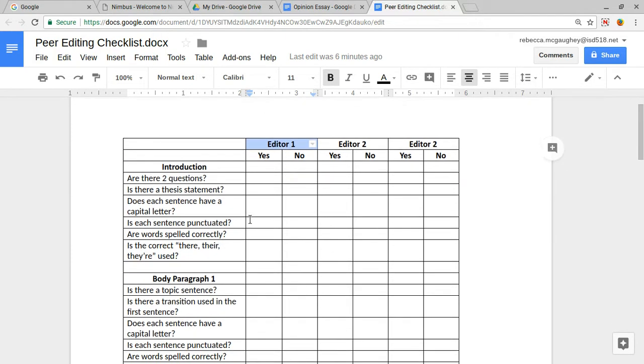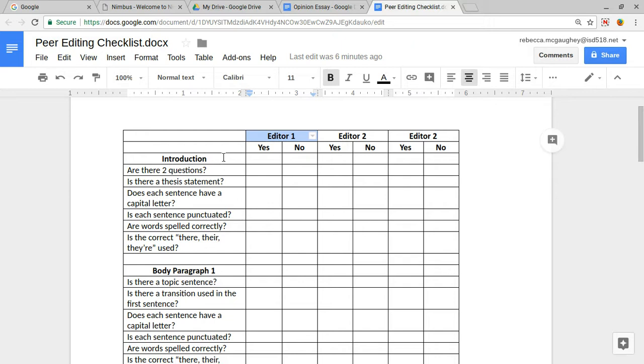Then your editor is going to read your essay and answer all of these questions for you. Peer editors are not expected to fix the mistakes. They are just supposed to make you aware of your mistakes. So as a peer editor, I am editor 1, and I'm going to edit this first opinion essay. My first one is introduction.